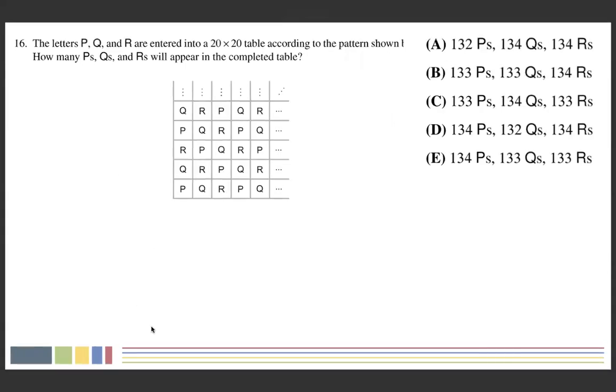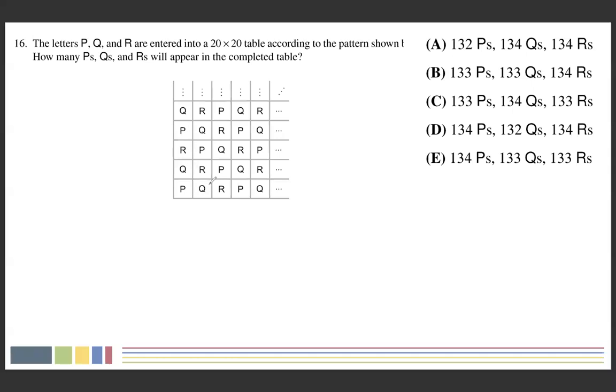Okay, this is 2023 AMC 8, problem number 16. The letters P, Q, and R are entered into a 20 by 20 table. According to the pattern shown, how many P's, Q's, and R's will appear in the completed table? Okay, so this can get a bit confusing, but we can just try to think about this as a sum.